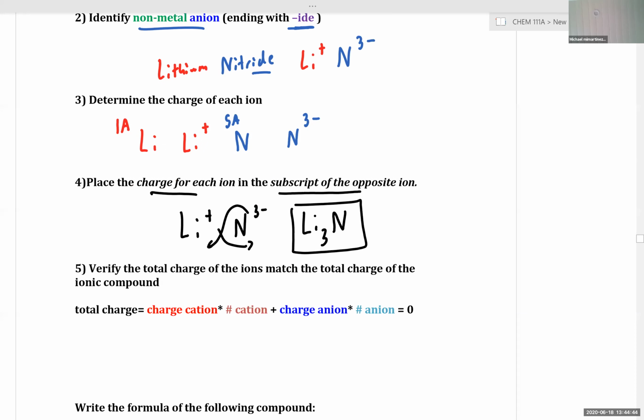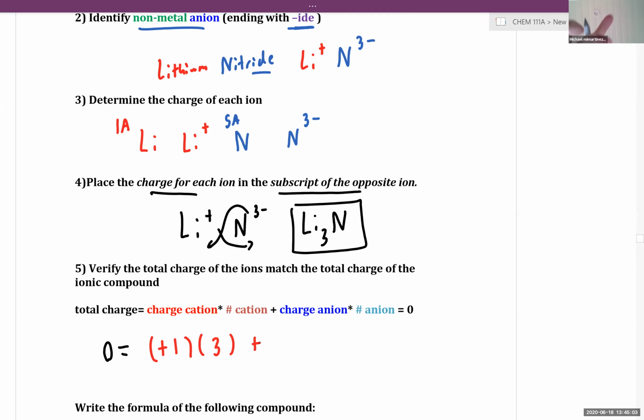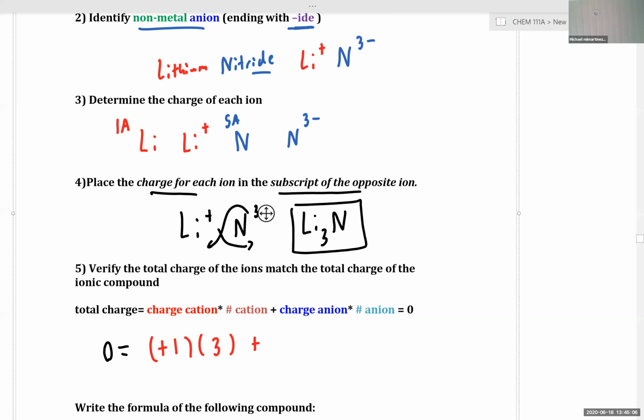As a last minute check, you can verify that the total charge of all of your cations and anions matches the total charge of your ionic compound. So 0 is equal to the charge of our cation, which is +1, times the number of our cation, which is 3, plus the charge of our anion, which is -3, times the number of our anion, which is, let me just write it as 1 to avoid ambiguity. And that in turn, when we add our charges together, gives us a total charge of 0. So everything checks out as expected.